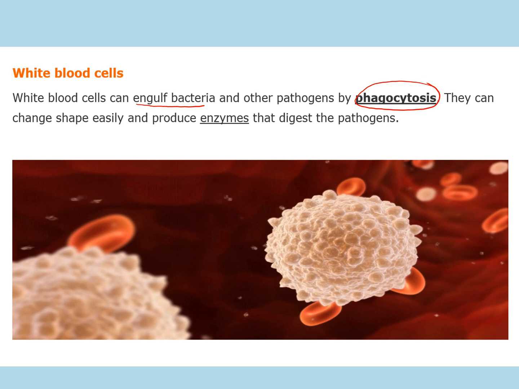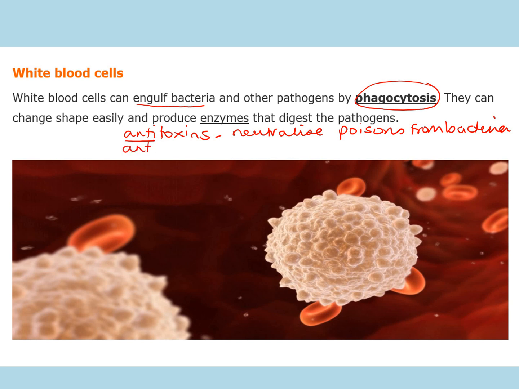It swallows up, engulfs the bacteria and other pathogens, and they can also change their shape easily and make enzymes that digest the pathogens. So we say that white blood cells also make antitoxins. These antitoxins, anti means against and toxin is poisons, help to neutralize poisons from bacteria. So that's why bacteria can make you feel so unwell, because they're making toxins or poisons.